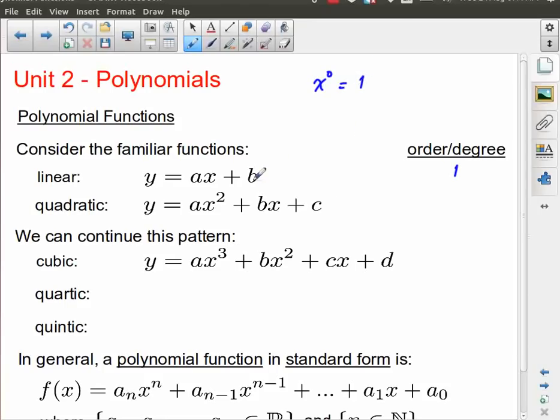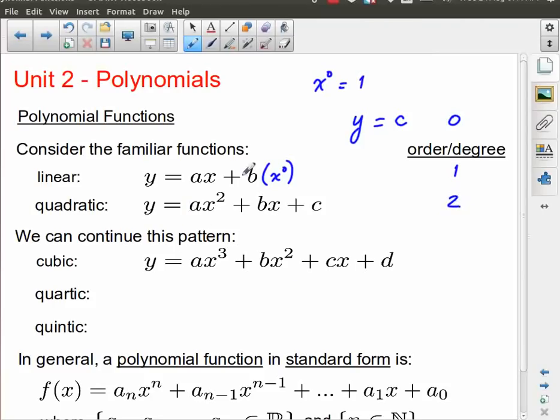So this, for example, is the same as b times x to the 0, because this is just b times 1. And so for a constant, if I just had y equals c, that would be a degree of 0. Here we have a degree of 1. Here we have a degree of 2.